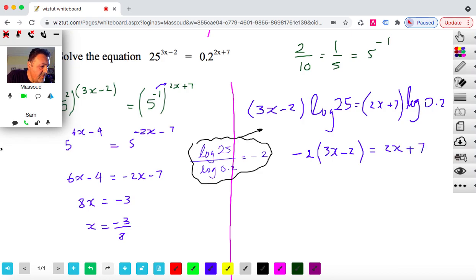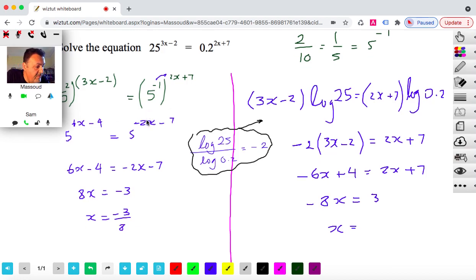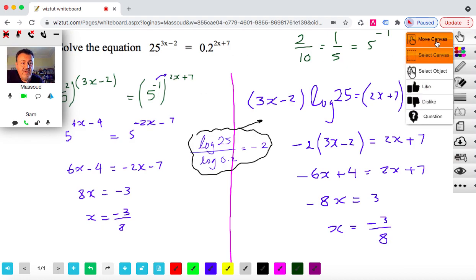So we multiply that in, you get minus 6x plus 4 is equal to 2x plus 7. Can bring the minus 2 to this side, so you get minus 8x is equal to 3. So hence x would be 3 divided by minus 8, which is again minus 3/8. Yep. Okay.